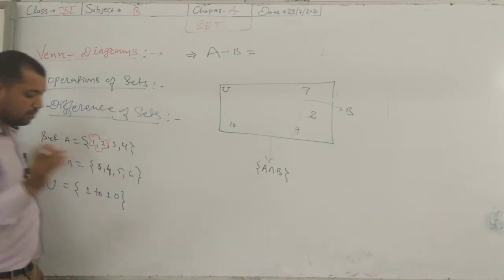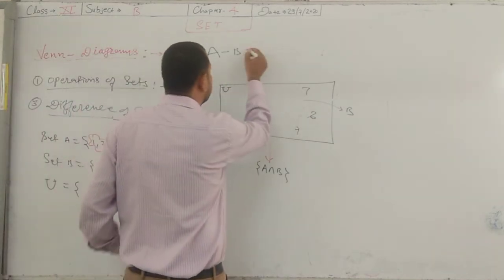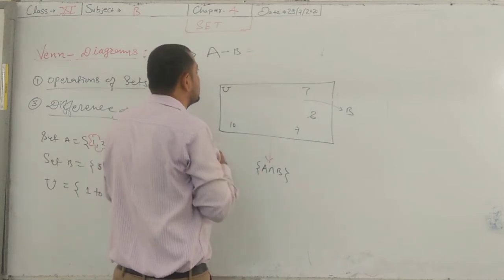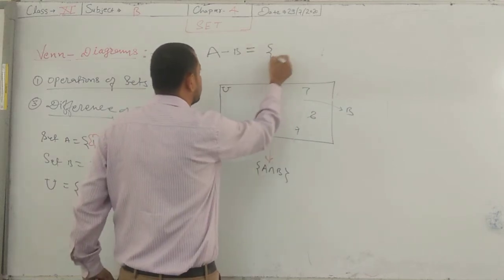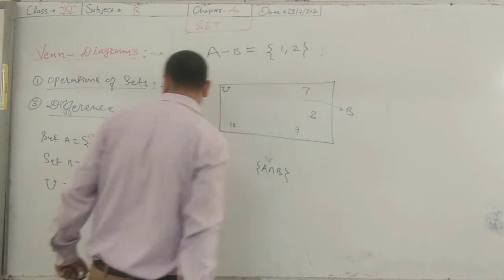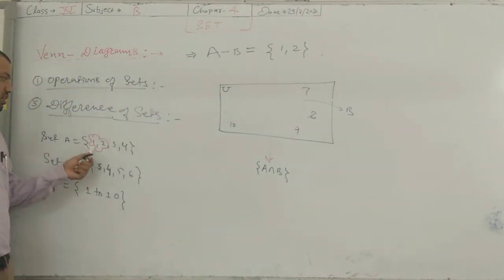A minus B, the elements of set A which are not present in set B, that's called a difference, and that is represented by 1 and 2. The elements 1 and 2 are not present in set B, that's called a difference.